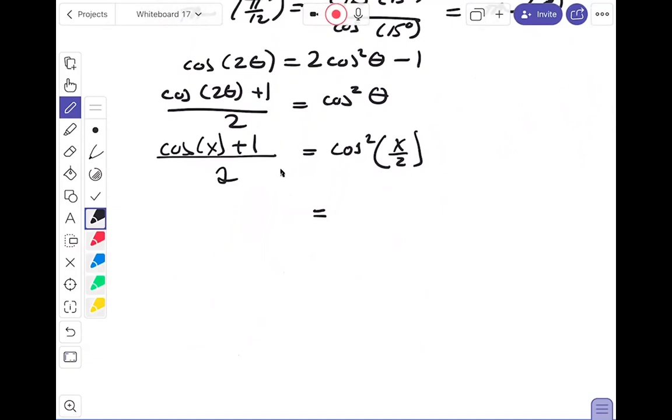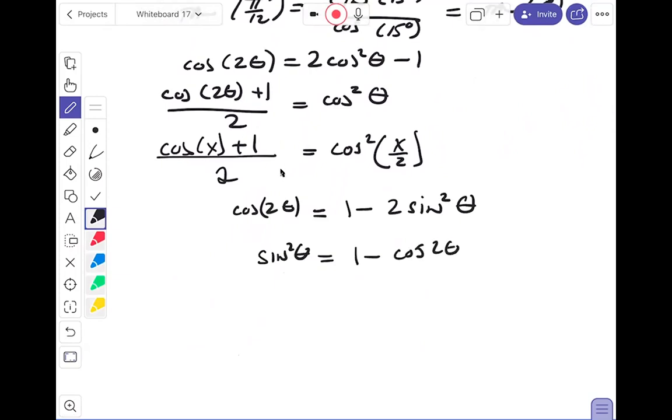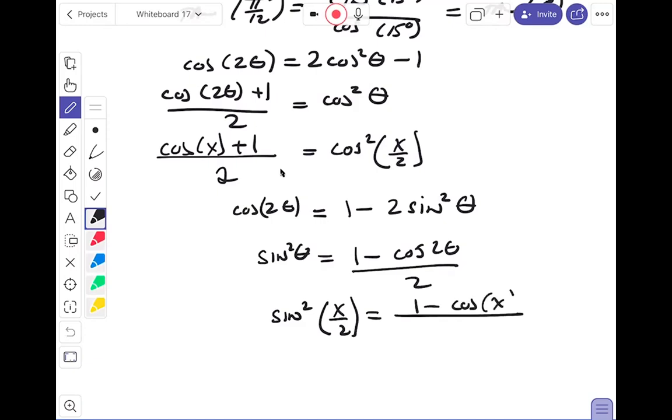I'm going to write down cosine of 2 theta. It can also be written as 1 minus 2 sine squared theta. Well, I'm going to solve again for sine squared. You would get 1 minus cosine 2 theta over 2. And I'm going to do that x over 2 business now. So what are you going to get over here? Sine squared x over 2 is 1 minus cosine of x over 2. Right? Not so bad. All right.